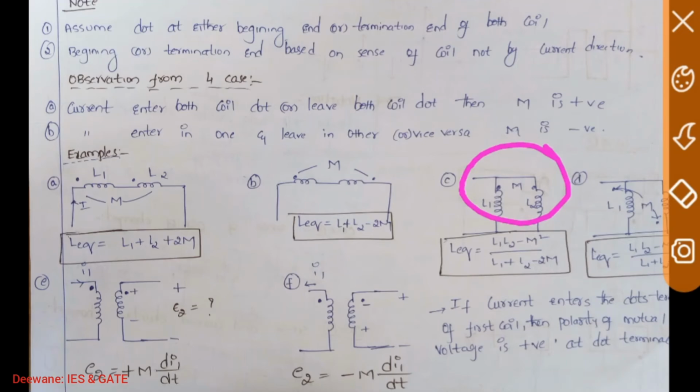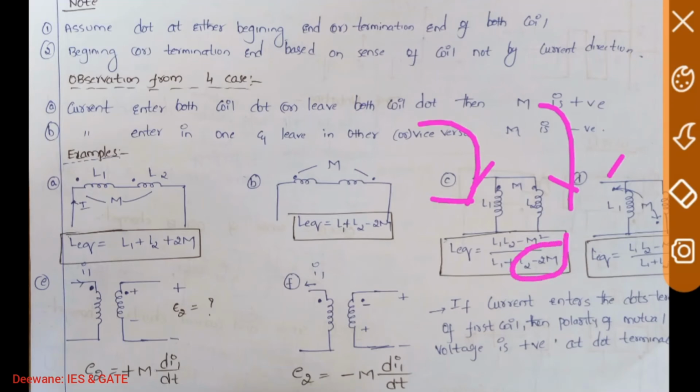So you apply the same dotted terminals here. See, in the denominator there is a negative, so the overall value will become higher. So the equivalent inductance is increased, because this is a positive case. Current is entering both the terminals, so it is positive. We should get a higher equivalent inductance. In this case, in the denominator there is a negative term, so the overall value increases.